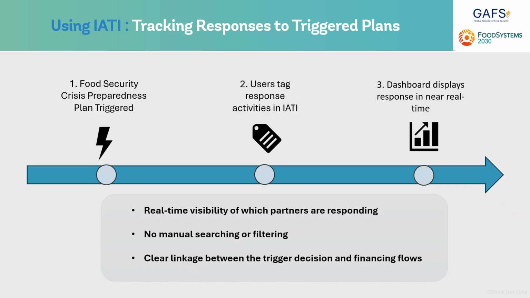To make that possible, we need more than a broader food security methodology. We needed publishers to create a direct, explicit connection between an IATI activity and the plan itself. That's what allows the dashboard to display response activities clearly once a plan is triggered, and it's what gives governments and partners the ability to coordinate around real-time information.